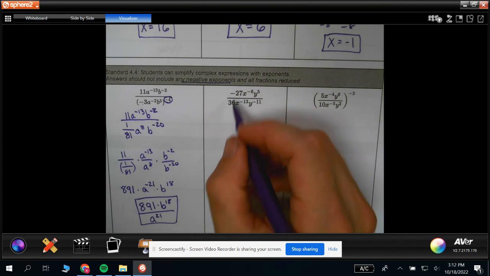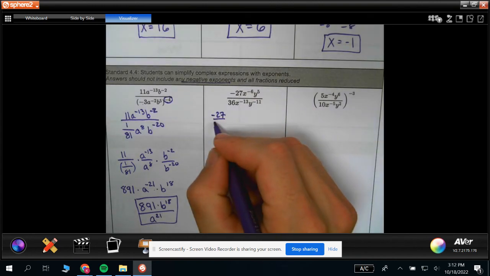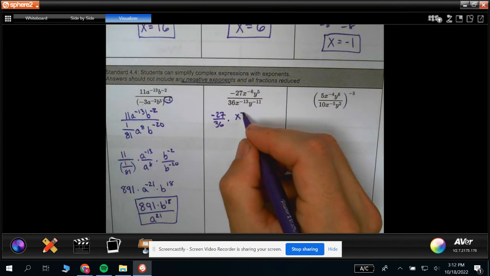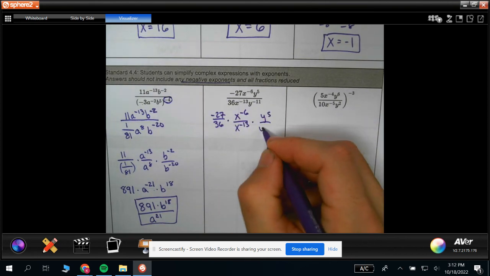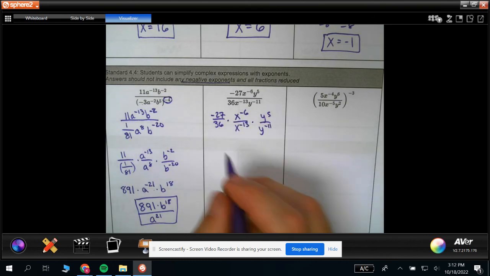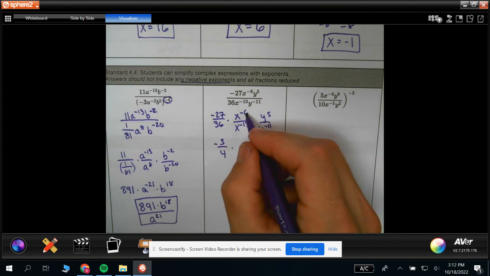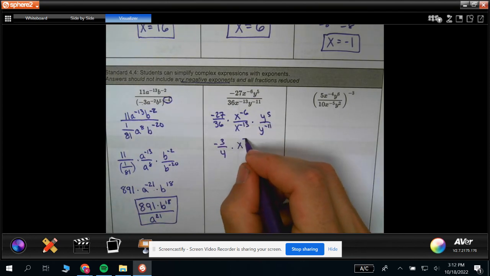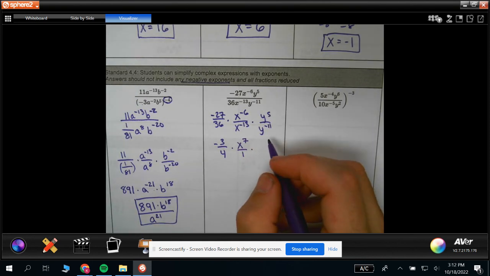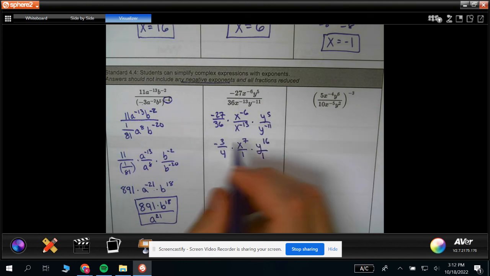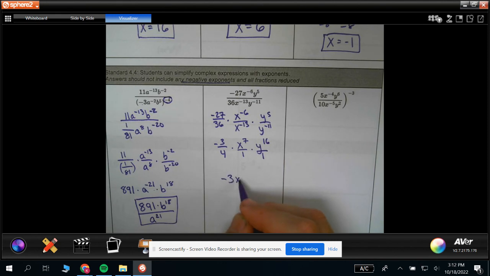Again, break it up. Look at each part in turn. I've got negative 27 over 36 times x to the negative 6 over x to the negative 13th times y to the 5th over y to the negative 11th. Negative 27 over 36 is negative 3 over 4. Negative 6 minus negative 13 is x to the 7th. Y to the 5th minus negative 11 is 16. Multiply together. Negative 3, x to the 7th, y to the 16th, over 4.